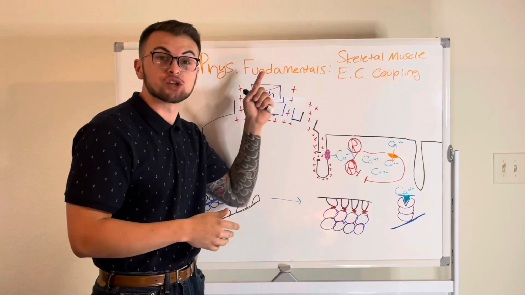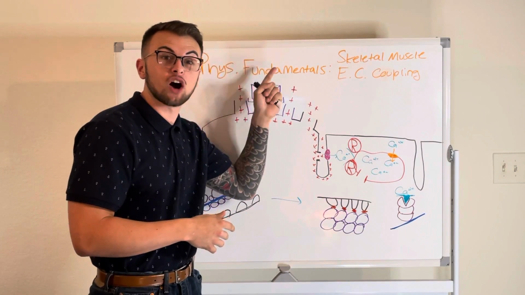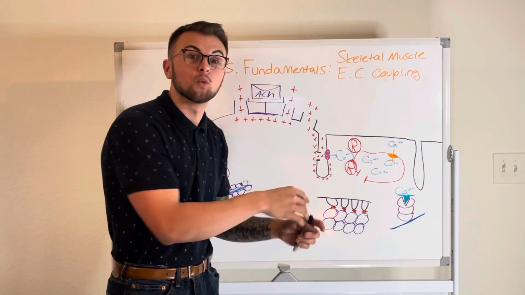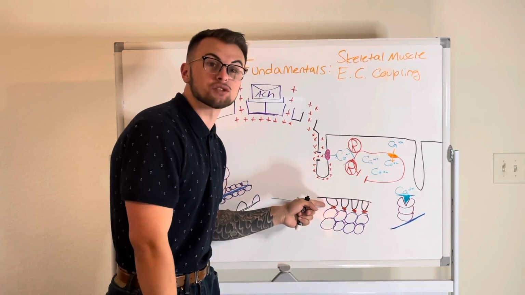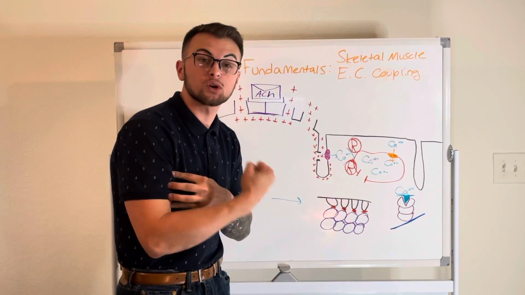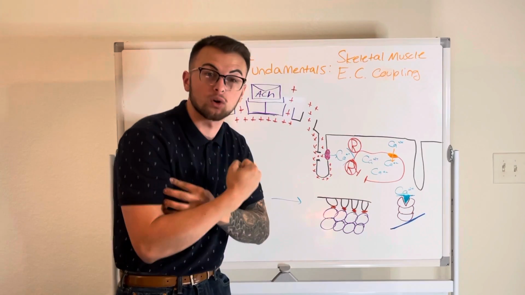Now, what has just happened? Our action potential in our motor neuron has caused an action potential in our skeletal muscle, which has stimulated our myosin to walk along the globular actin, which shortens our muscle and generates force.